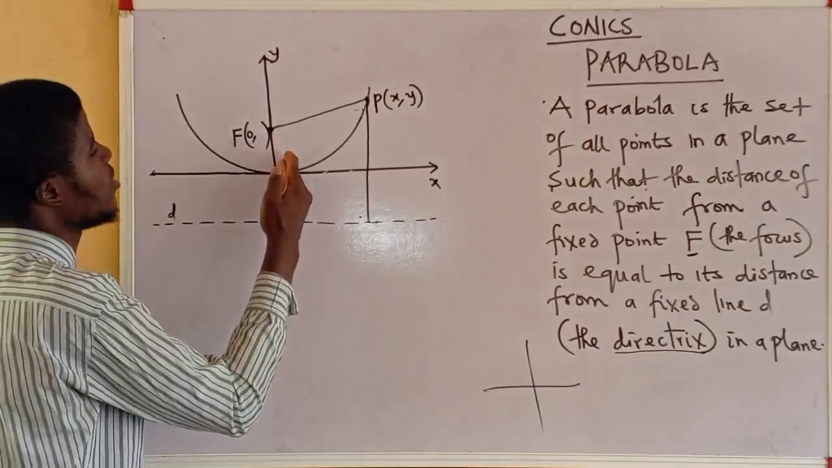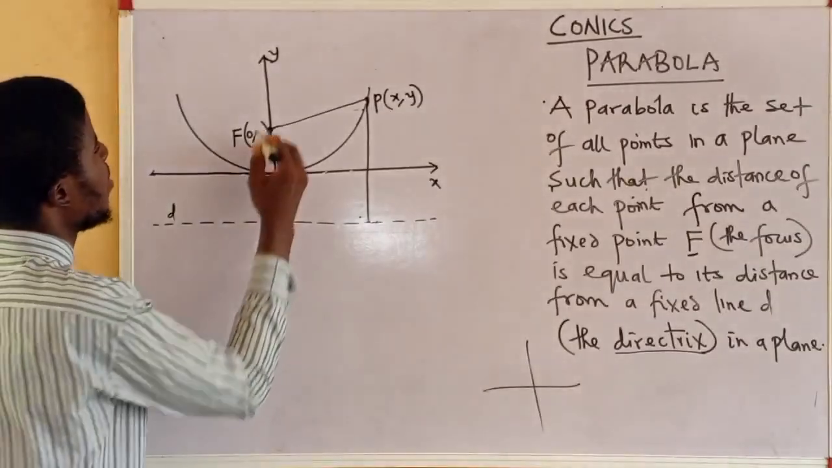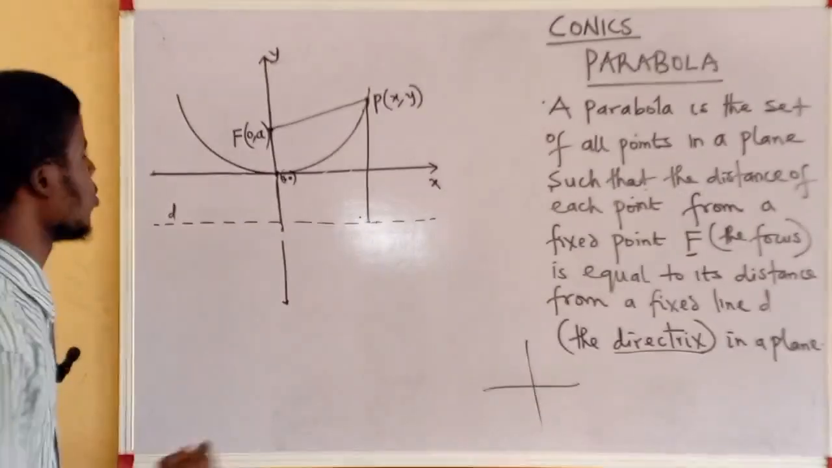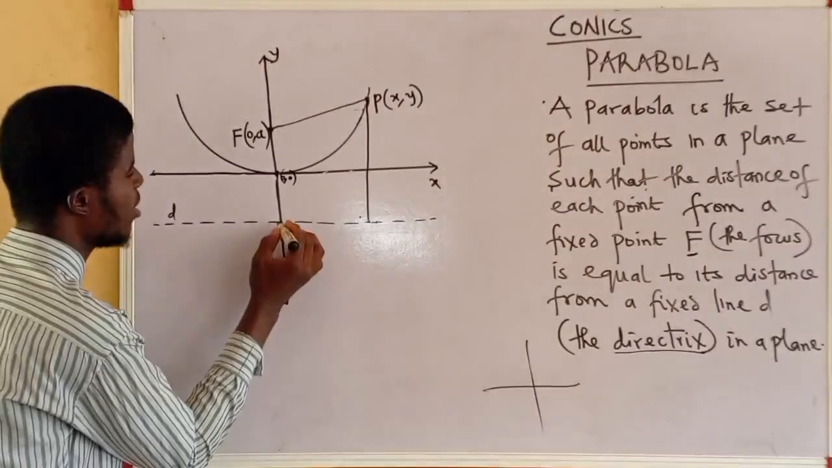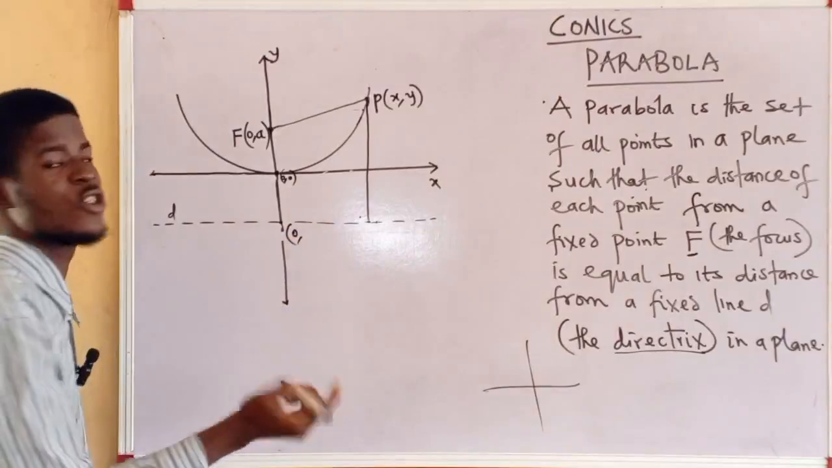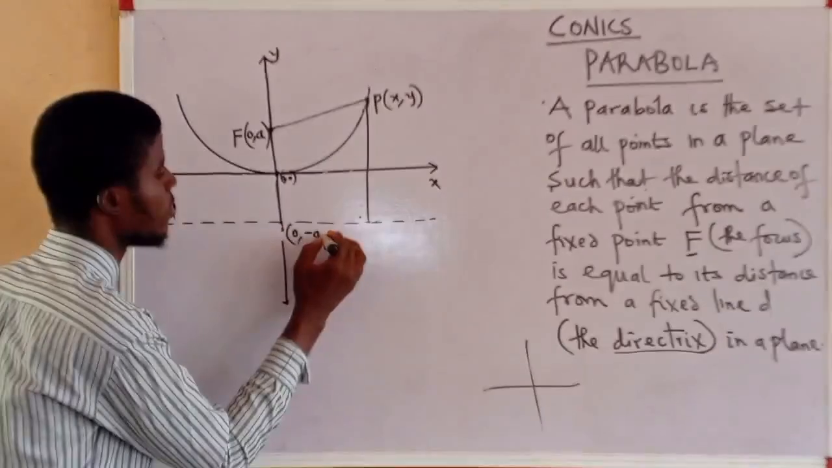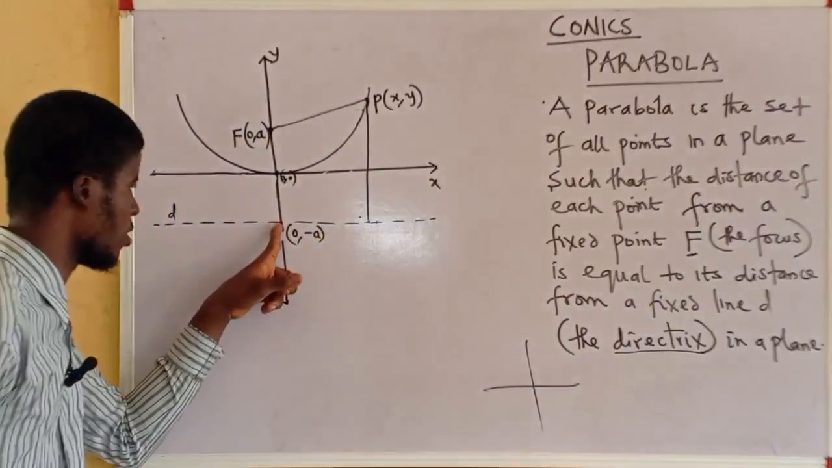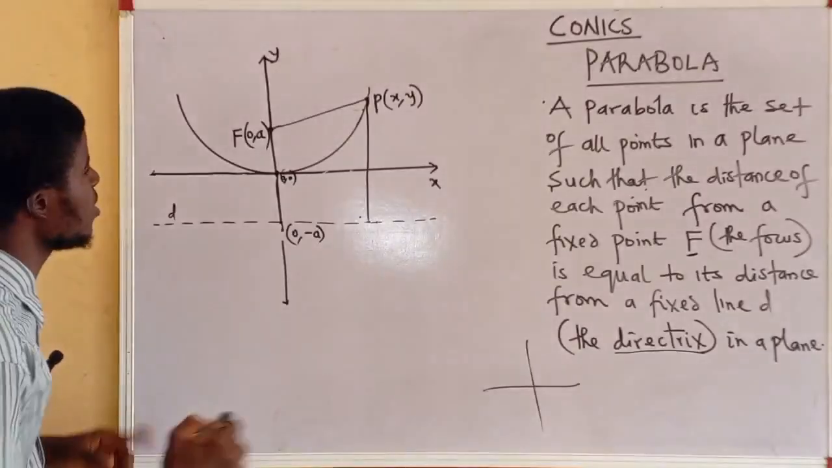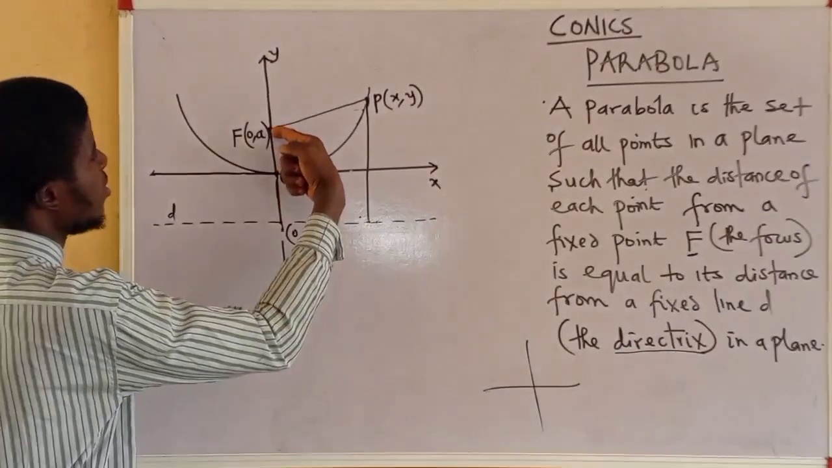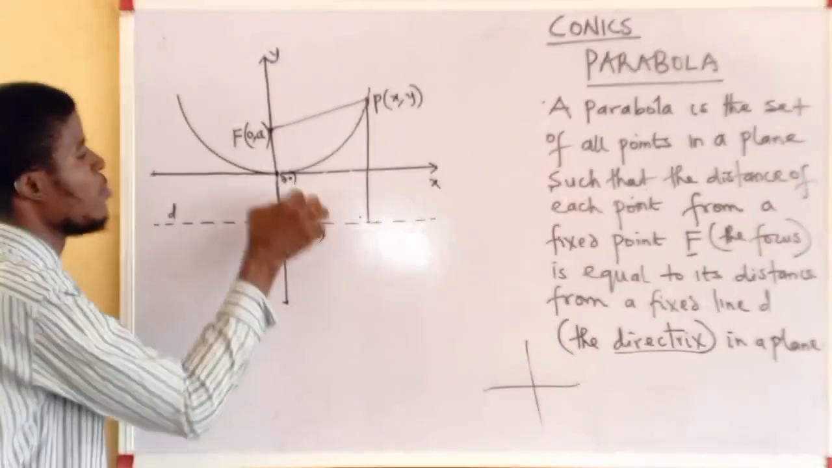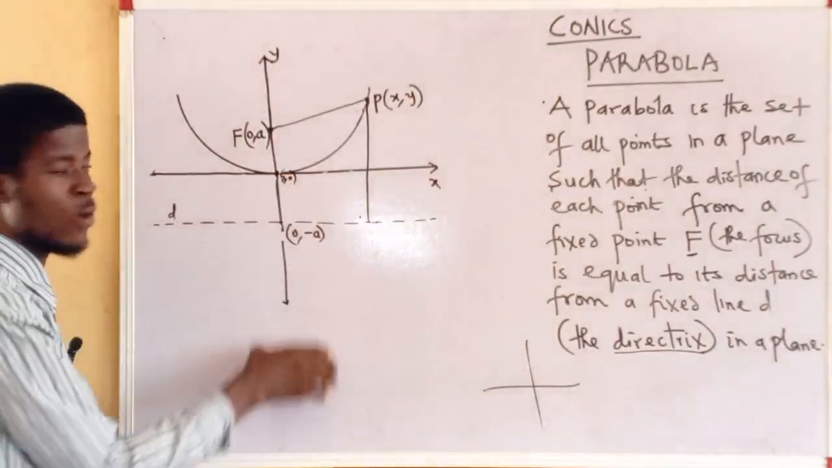Since this is the positive y-axis, let us label a point a for y. Alright? So at this point also, x is 0, but y is not 0. Y is minus a. At this point, where this y-axis and the directrix intersect, we are saying that from here to here is a. From here to here is also a, but it is minus a because we are talking about the negative y-axis.